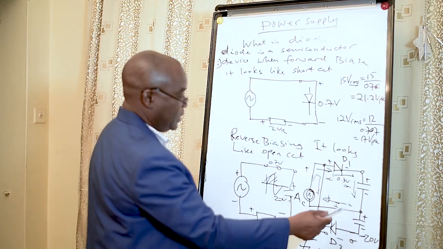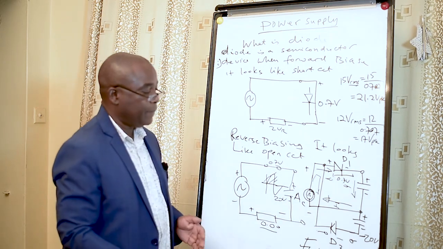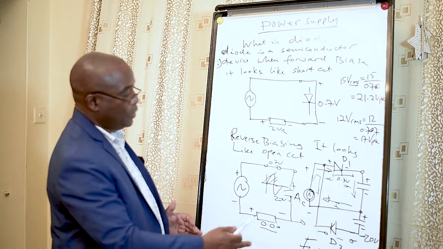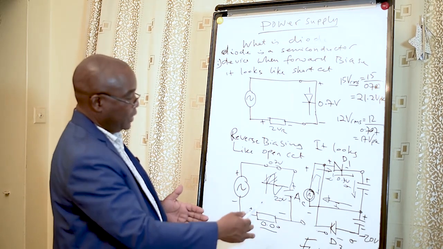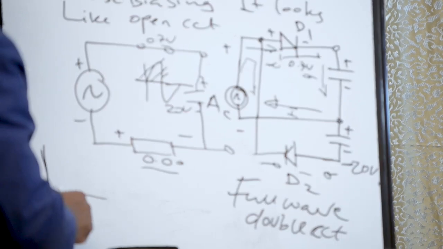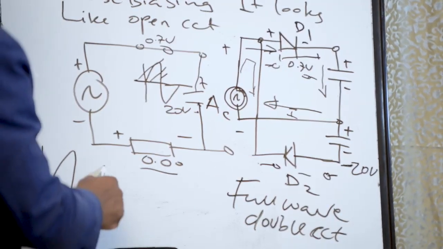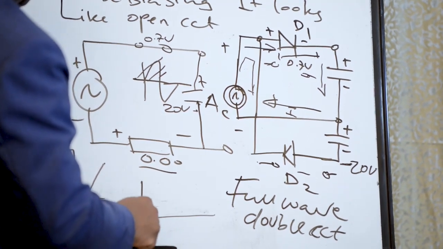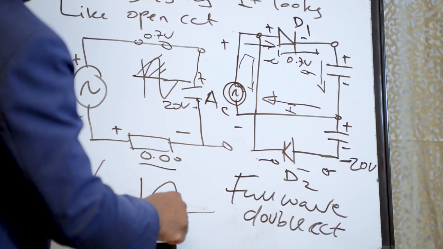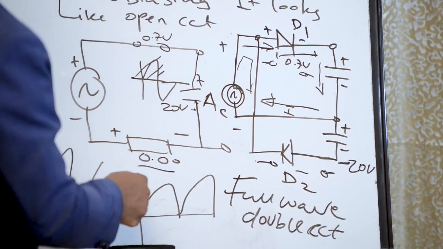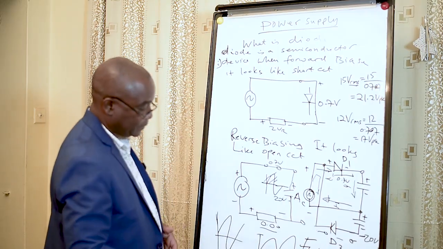So this is how our full wave double circuit will look like. The output sine wave will look like this one. This is the input sine wave, but the output will be like this one. We'll have this one, and again we'll have this one. Yeah, this will look like this one.